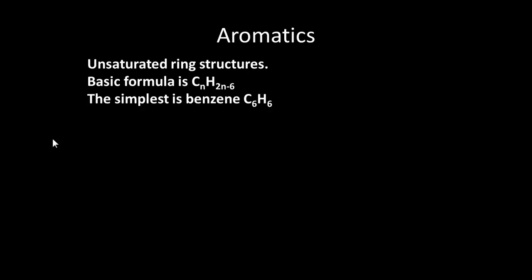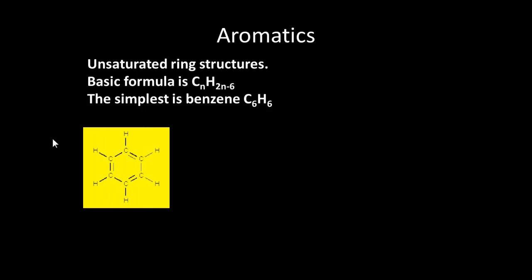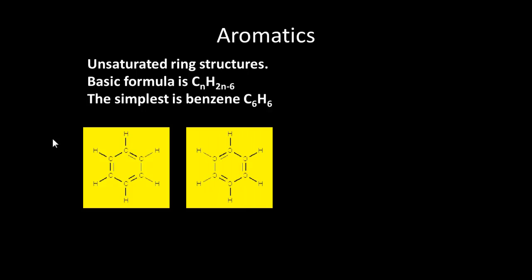Okay, let's look at aromatics in a little more detail. These are the unsaturated ring structures. The basic formula is CnH2n-6. So the simplest of these is benzene, C6H6. Now, how shall we draw this? Here's one representation of the benzene ring. Whoops, I've flipped it. Here's another one.